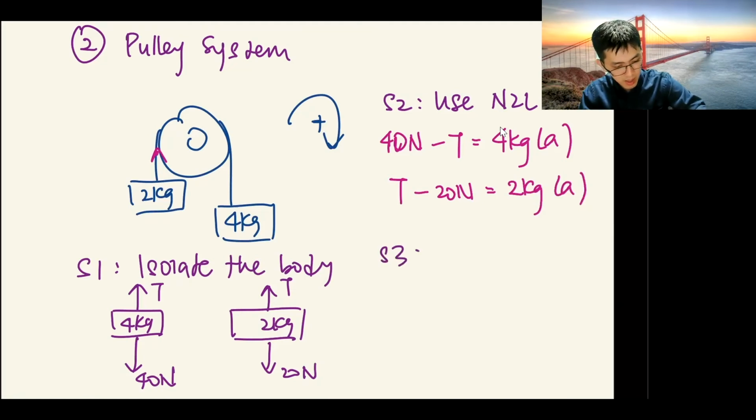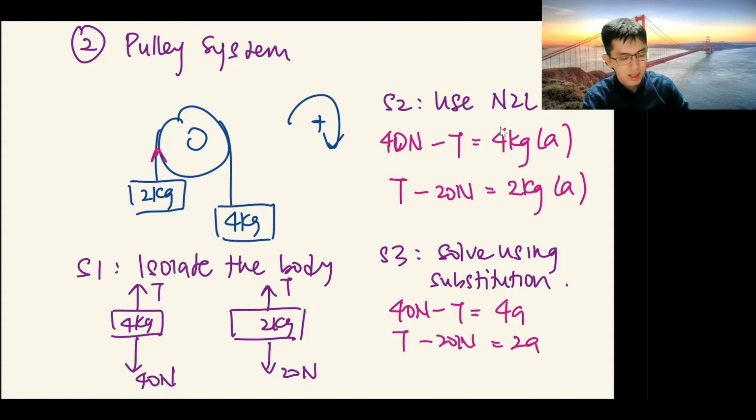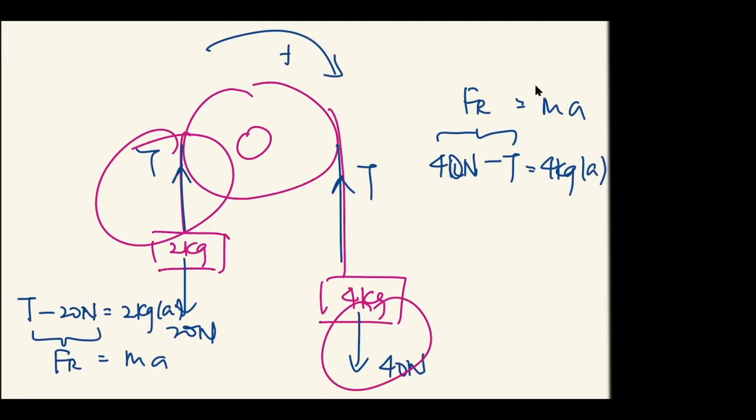Step 3, solve using substitution. Very simple, right? 40 Newtons minus T equals 4a. T minus 20 Newtons equals 2a. Then you substitute into one another, cancel off the unknowns, and solve the question. Okay, this is the pulley system. I'll move on to the next column.